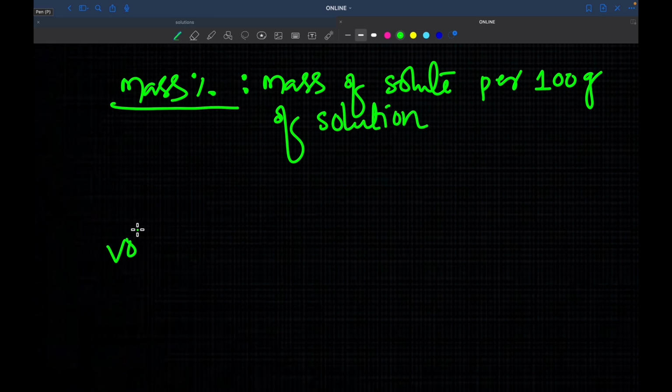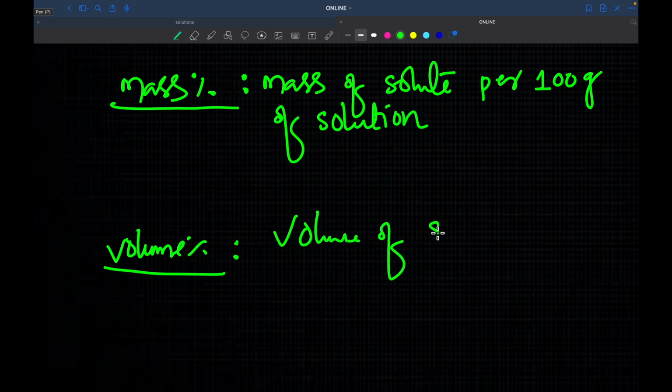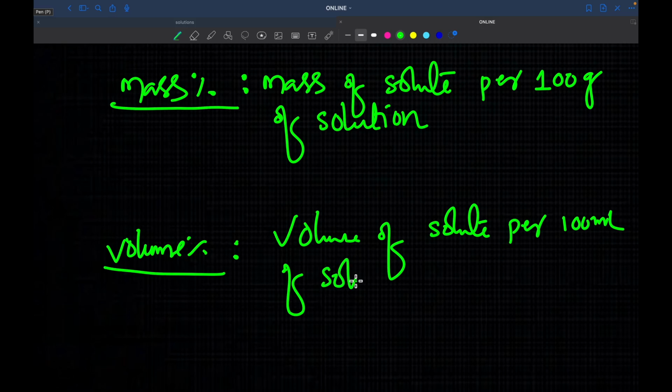I'll write volume percentage here also. It is the same, see. It is the volume of solute per 100 ml of solution is called volume percentage.